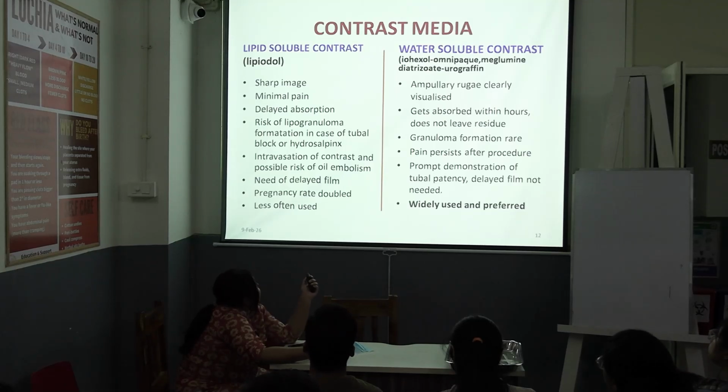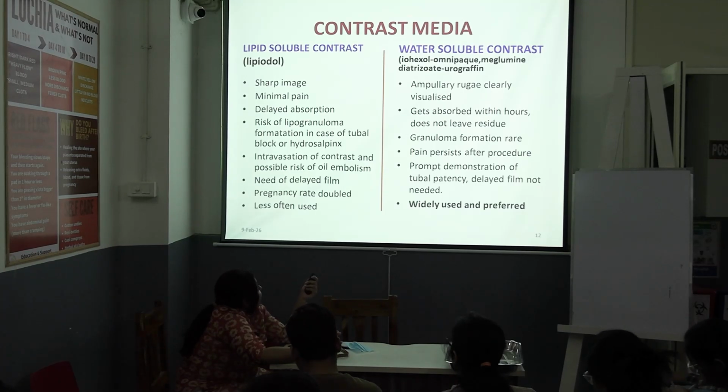So, just remember two names. Basically, the lipid soluble material, if you want to name one, is lipiodol, and the water soluble one is iohexol. And now if the examiner asks which one is better, obviously the water soluble is better.